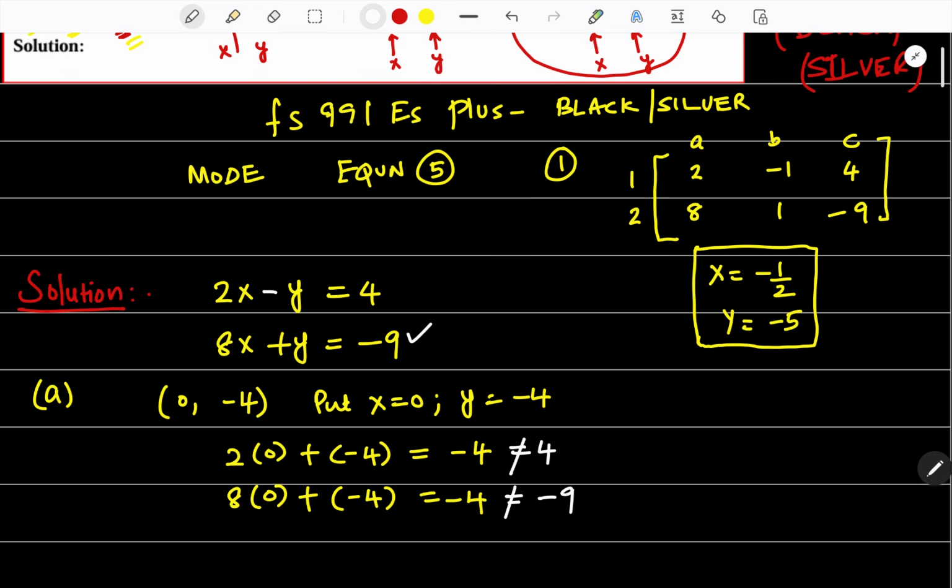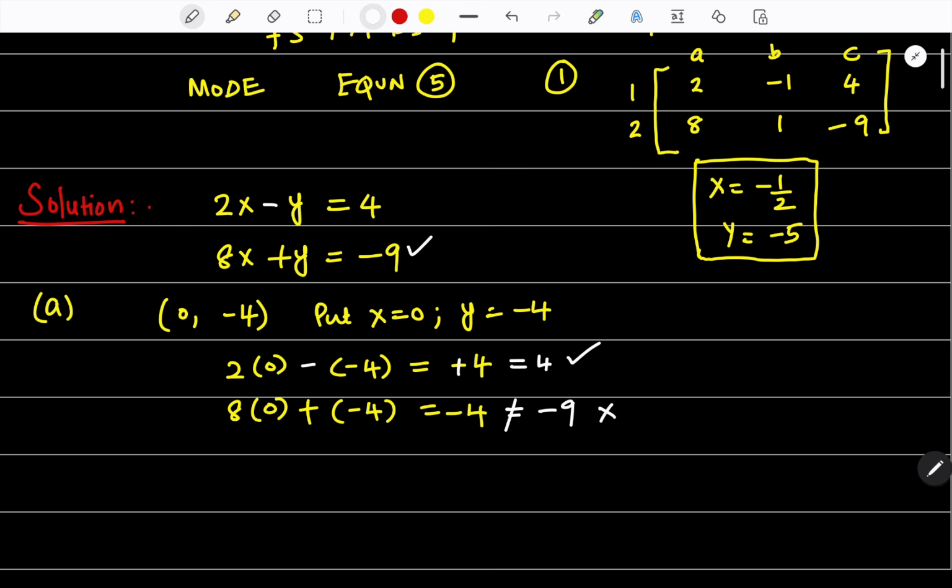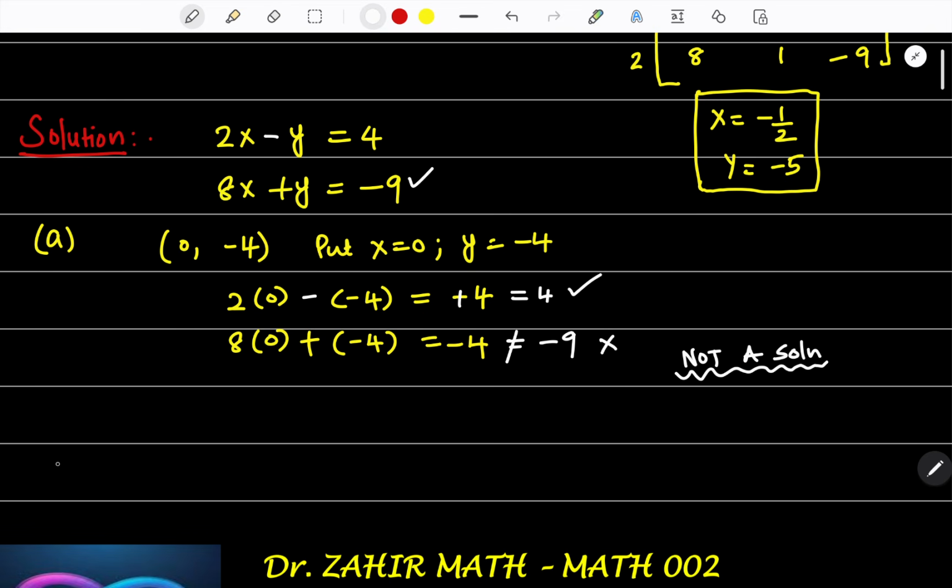So it is going to become minus of minus plus 4. So the first is okay, plus 4. This is okay, but this is not okay. If both the equations are not satisfied, this is not a solution. Okay, right. Now let's go for the B question.